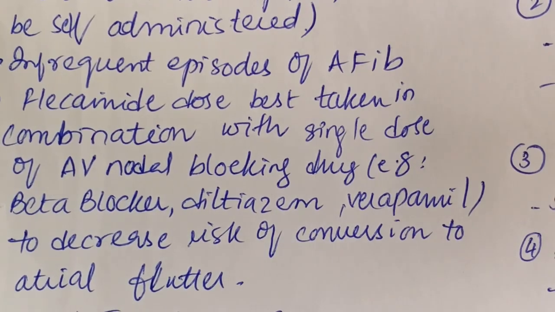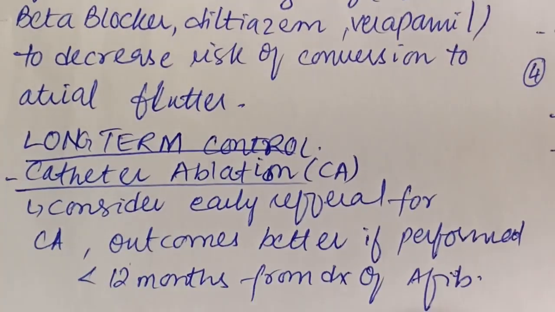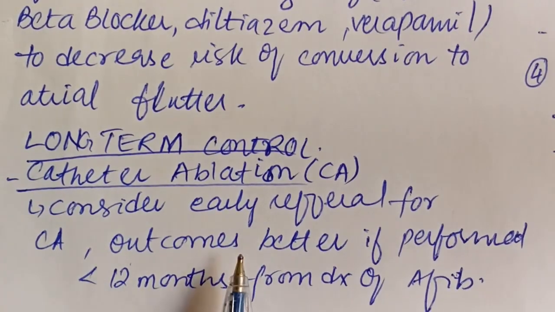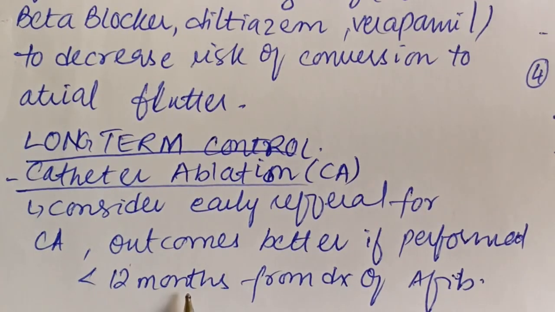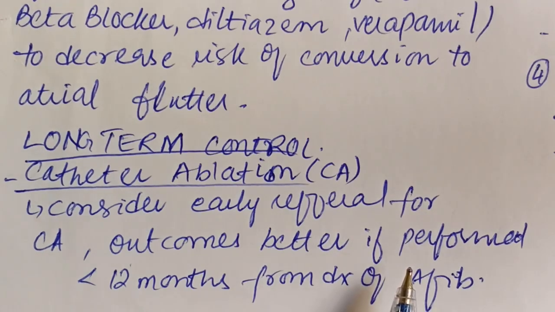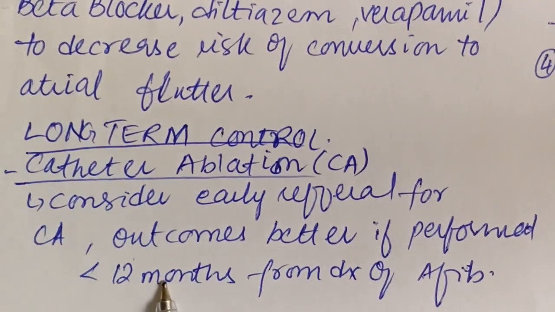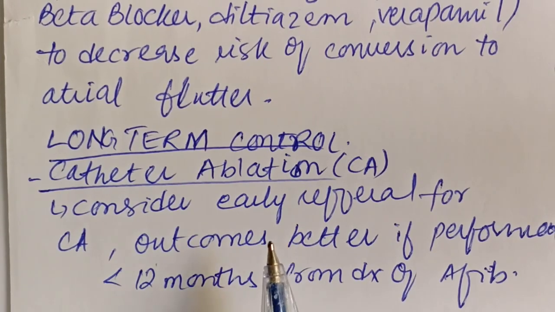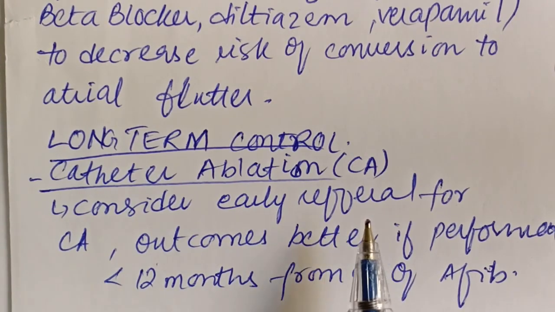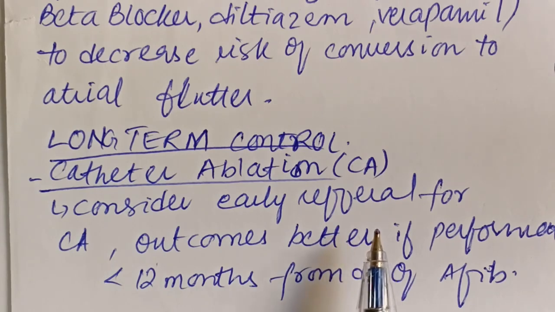Now, for long term rhythm control, there is catheter ablation, and consider early referral for catheter ablation. The outcomes are better if it is performed less than 12 months from the diagnosis of atrial fibrillation. So, for patients who have recently diagnosed atrial fibrillation, with a duration of less than 12 months, we can consider them for catheter ablation earlier, because the earlier the catheter ablation, the better the outcomes.